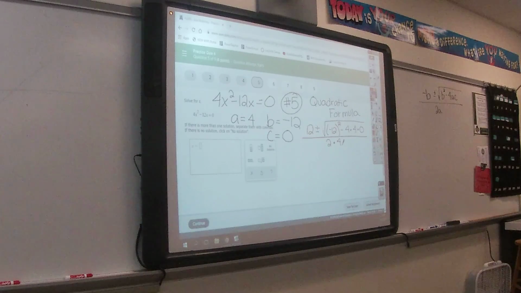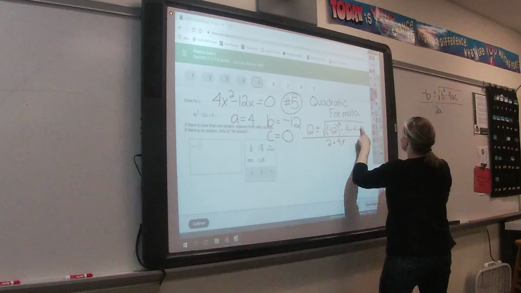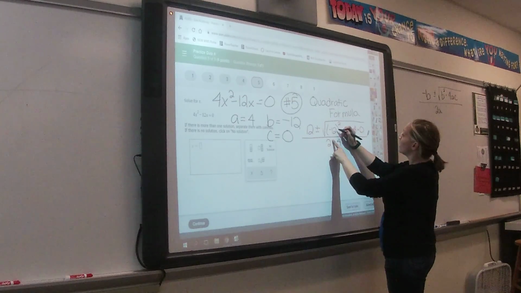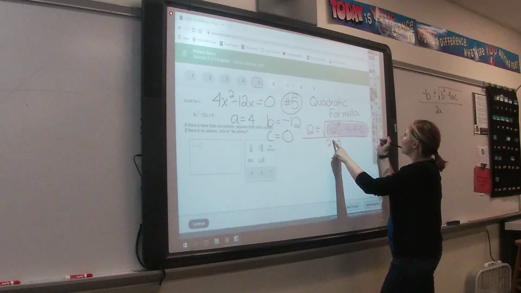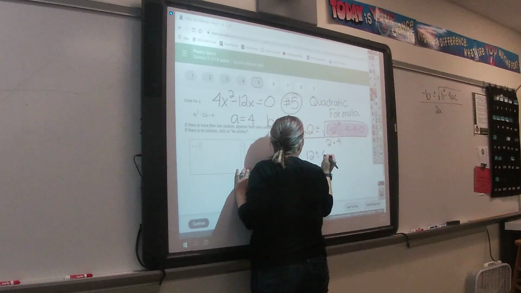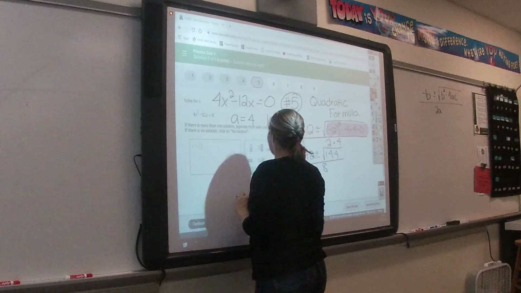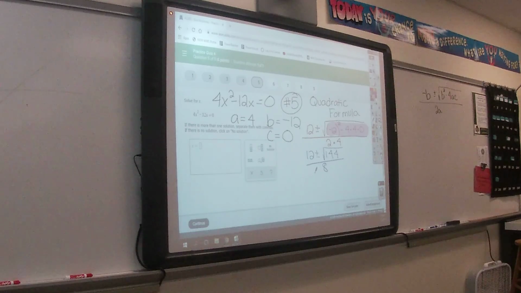What do we do next? You do this stuff under this stuff here, right? So we'll put that in our calculator and we'll get this stuff here. I'll use another color so we can tell where we're at. 12 plus or minus the square root of 144. That's what you should get out of your calculator. All over 8.